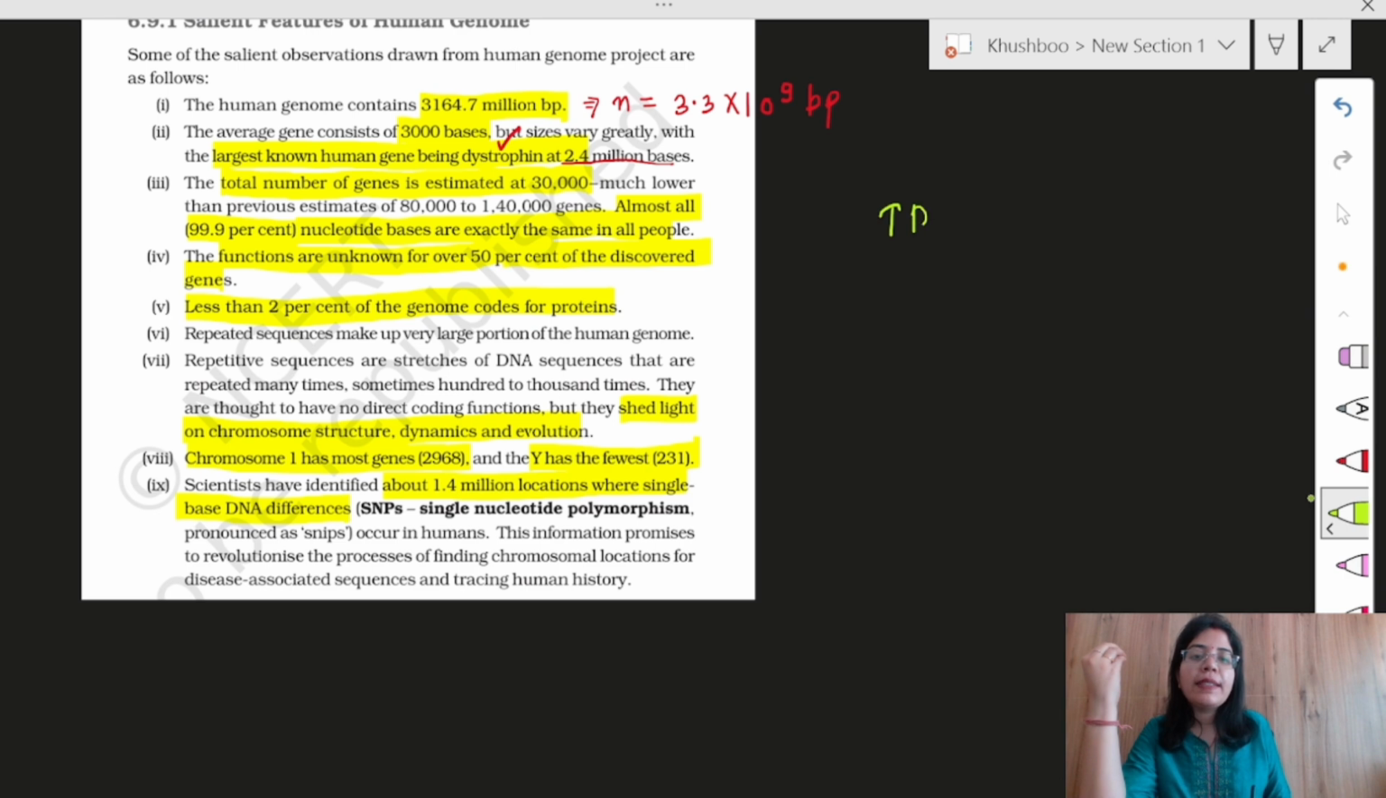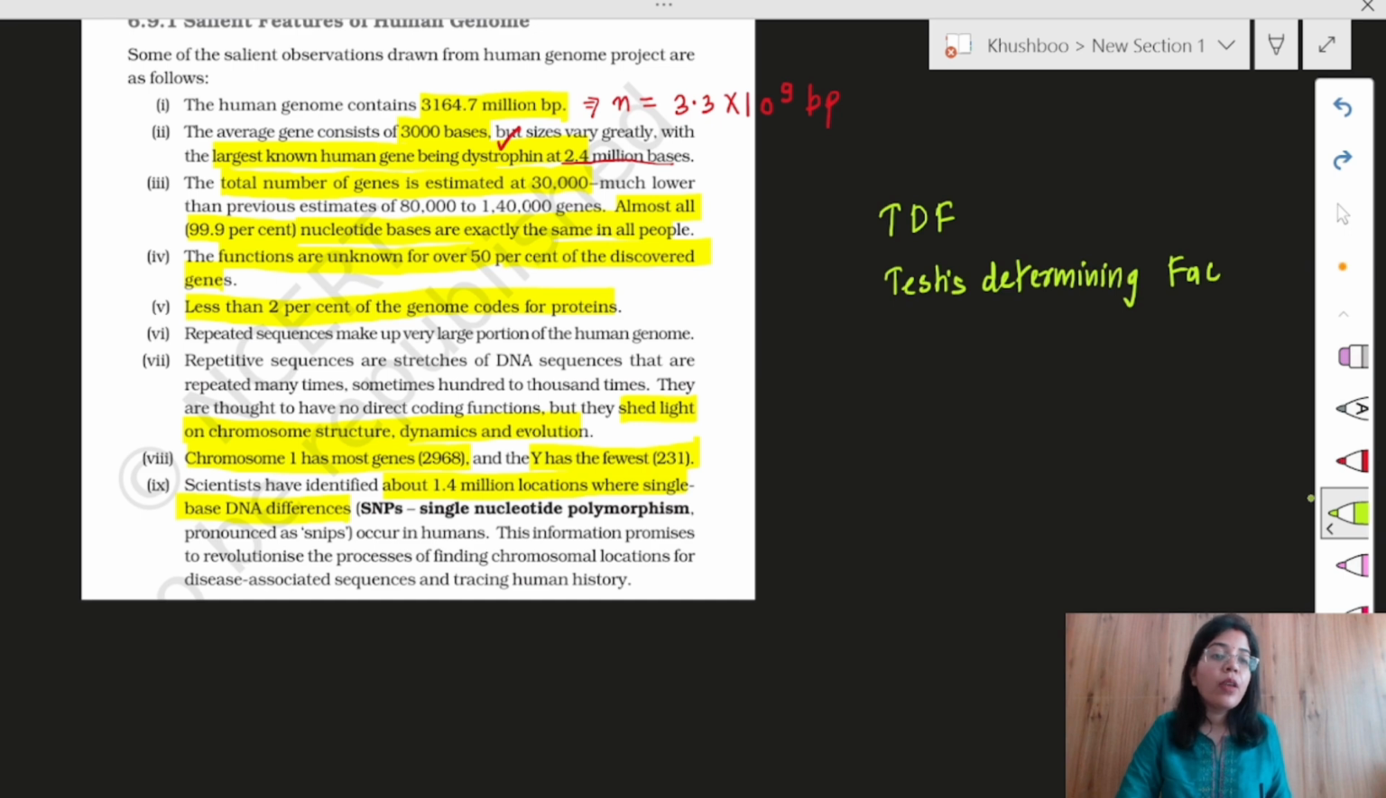TDF, testis determining factor. And this gene is located on chromosome Y. On the Y chromosome you have this gene which is called testis determining factor. This is the smallest gene, right? Okay, this is not given in NCERT.